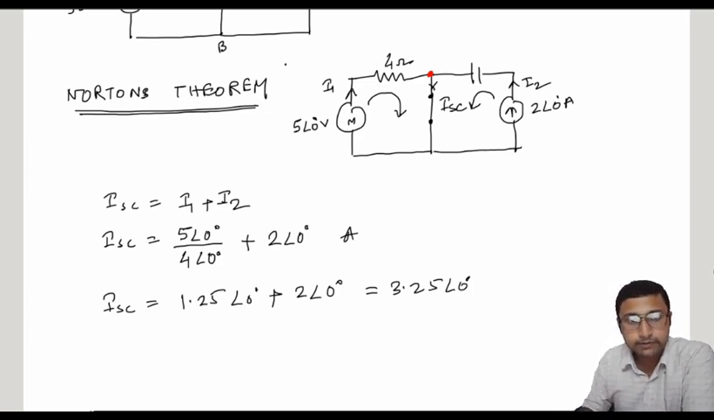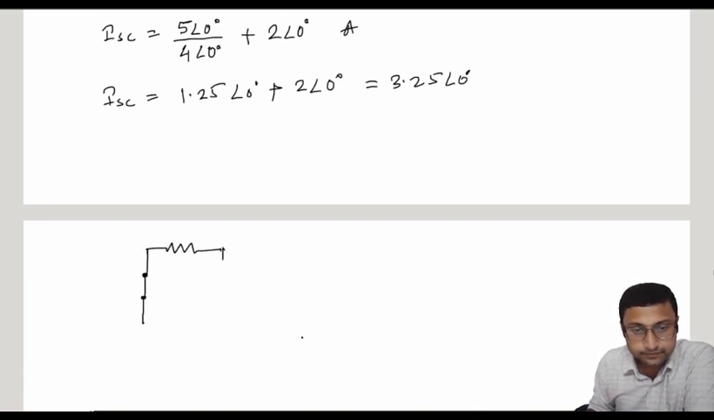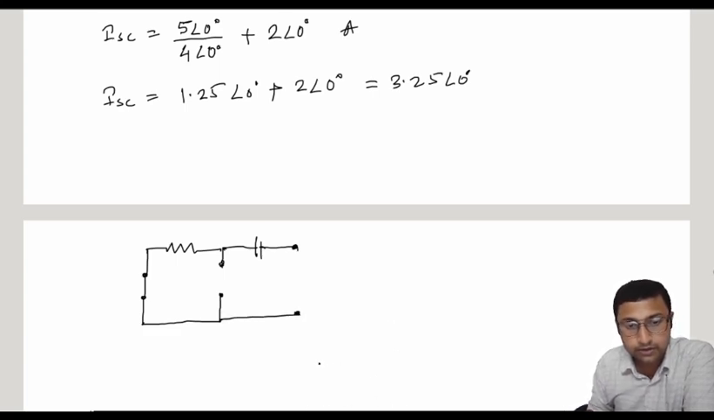So if I redraw the figure, this terminal is short circuit and this load terminal is open circuit, and this terminal is also open circuit as it is a current source. Now I have to find the Zn looking from this terminal.